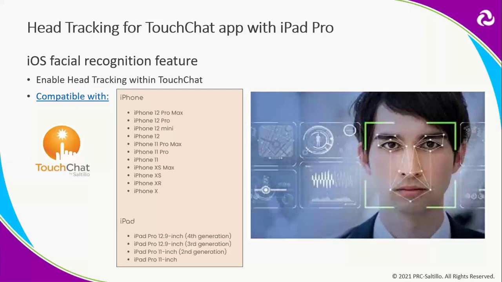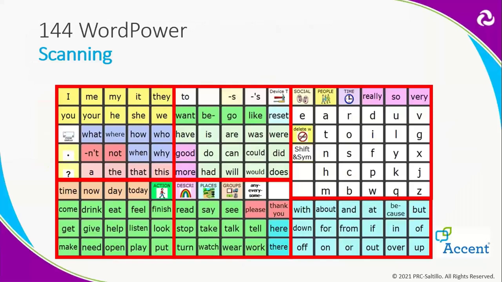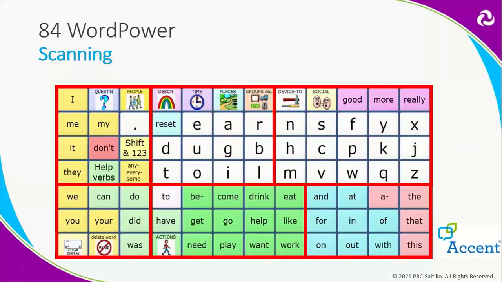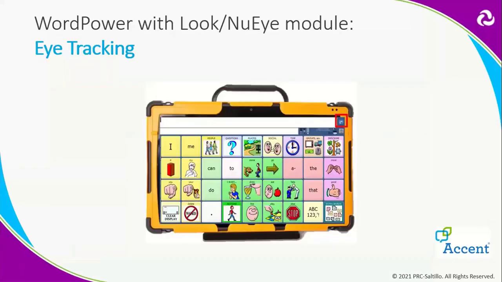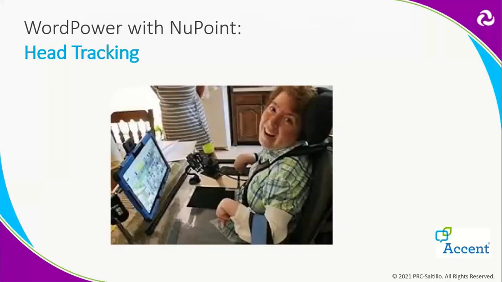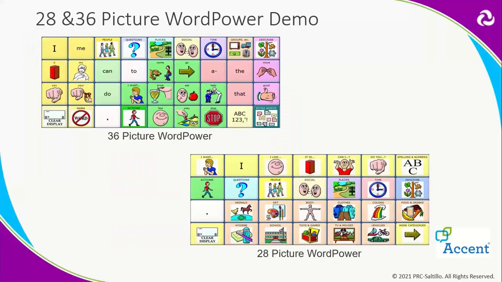I didn't touch on the fact that the TouchChat app with iPad Pro does have head tracking, which is an awesome feature. And this is the scanning with 144 WordPower for NuVoice. And then there's an 84 scanning file also. And with the Accent, you can use the new I for access and head tracking.